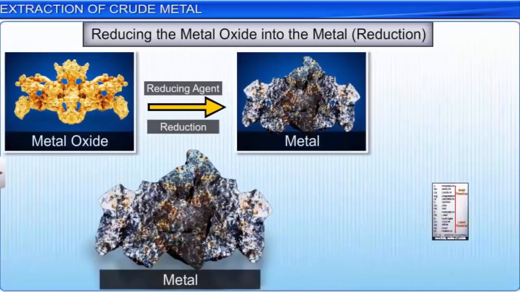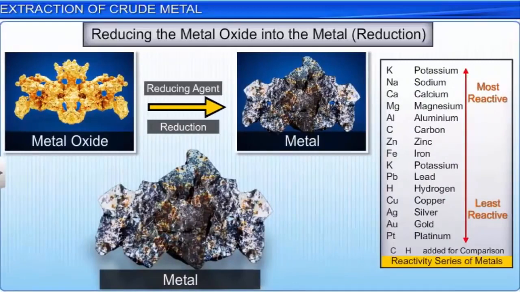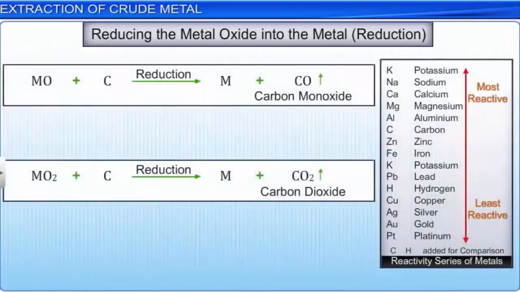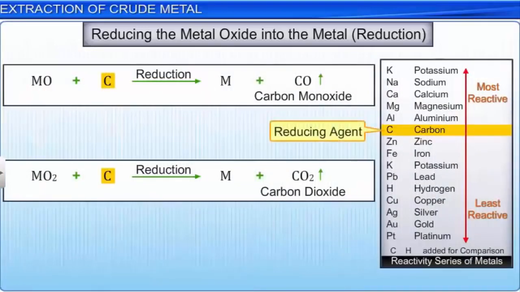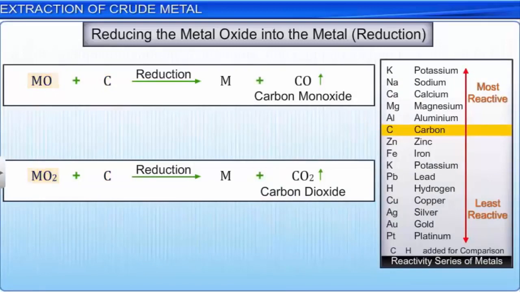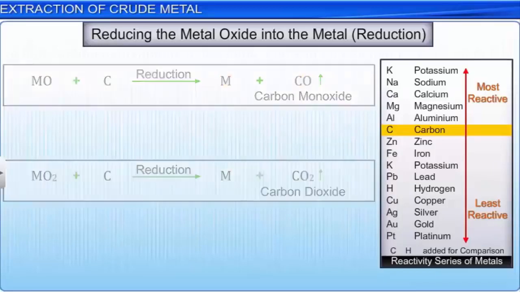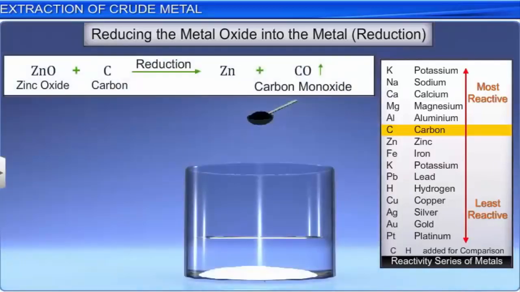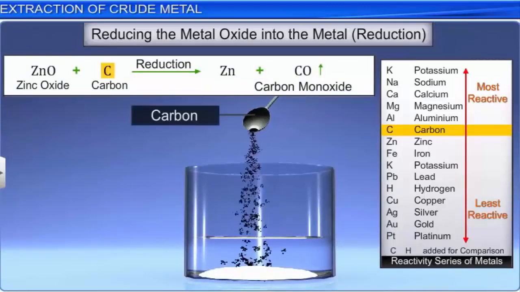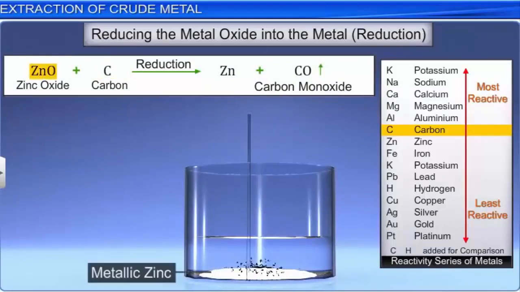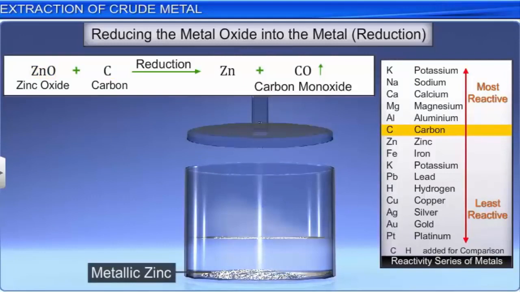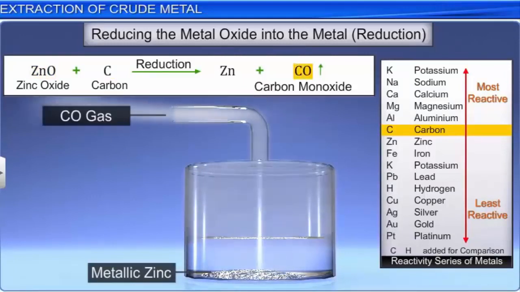The choice of the reducing agent depends on the reactivity series of the metal. When carbon is used as the reducing agent, it combines with the oxygen of the metal oxide to give metal and carbon monoxide or carbon dioxide. For example, carbon is used to reduce zinc oxide to metallic zinc. In this reaction, carbon monoxide is released.